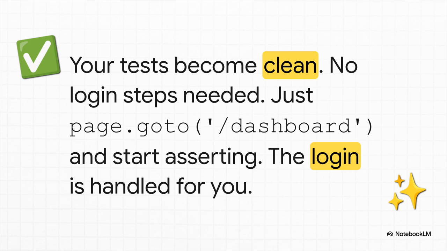Look at this test file. It's so clean. Notice what's missing? There are no login steps at all. We just go directly to a page that requires a login, like a dashboard, and we immediately start our assertions. The storage state that we set up in our config file tells Playwright to handle the login for us automatically, behind the scenes, before the test even starts.